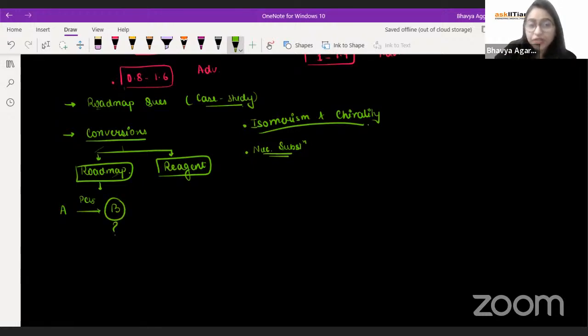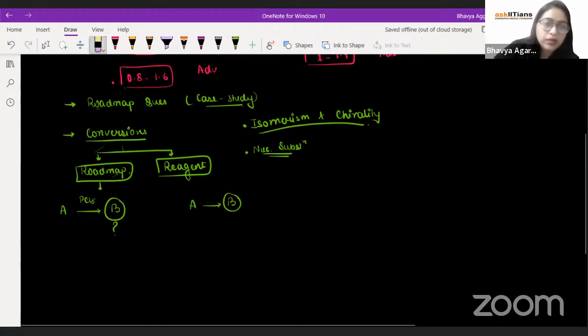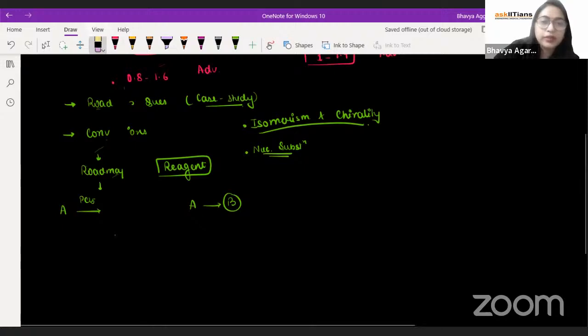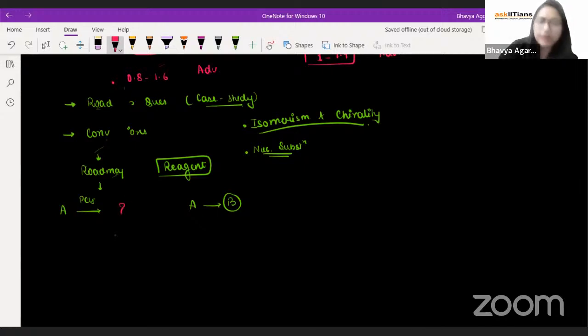Whereas the second kind of question is that A is giving you B. The first one is A is treated with PCl5 and you have to identify the product. Second case is A is giving you B. This is given. You have to identify the reagent. So by these ways, they are going to check your conversions. Right, this is going to be their major thing.